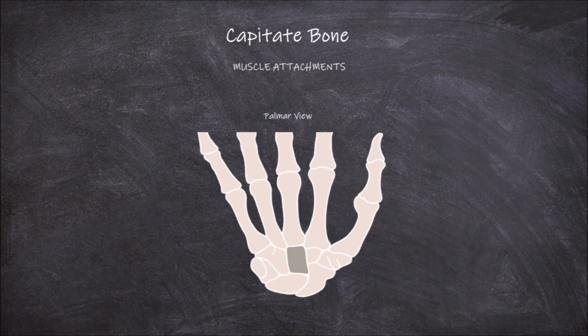What about the muscles that attach to this bone? 2 muscles attach to this bone. A portion of the deep head of the flexor pollicis brevis muscle originates from the palmar surface of this bone. A portion of the oblique head of the adductor pollicis muscle also originates from the palmar surface of this bone.